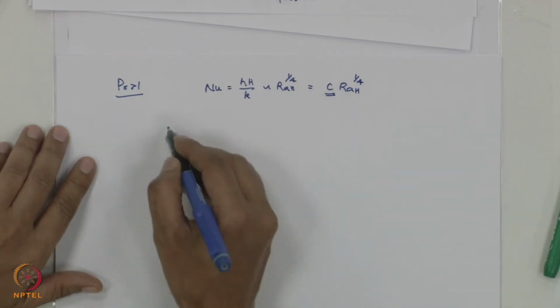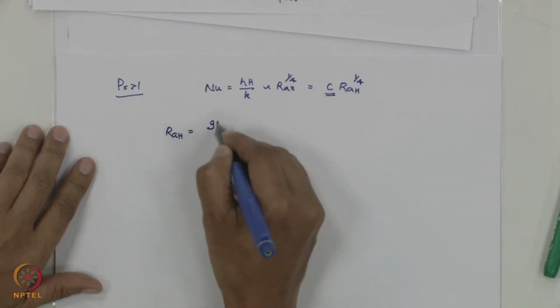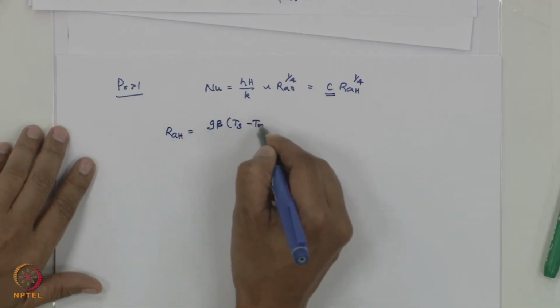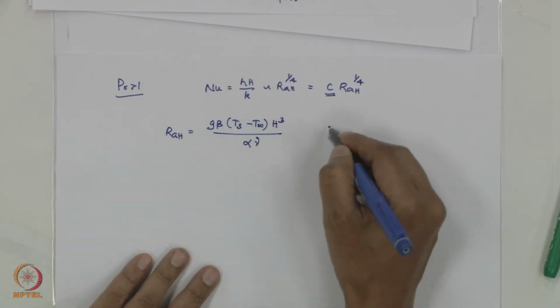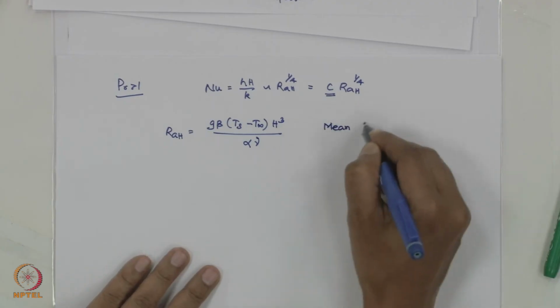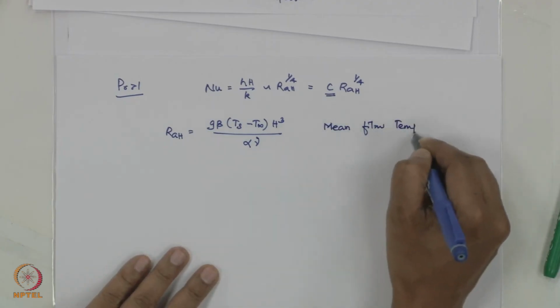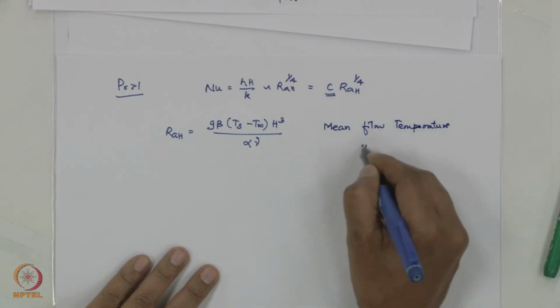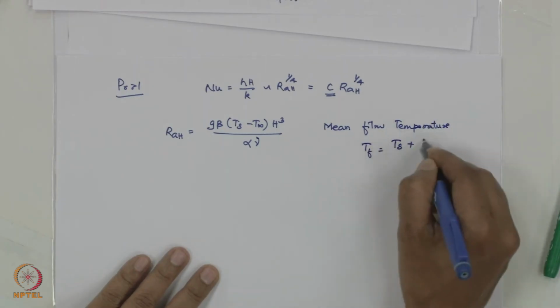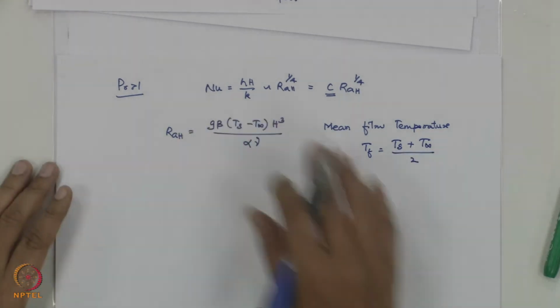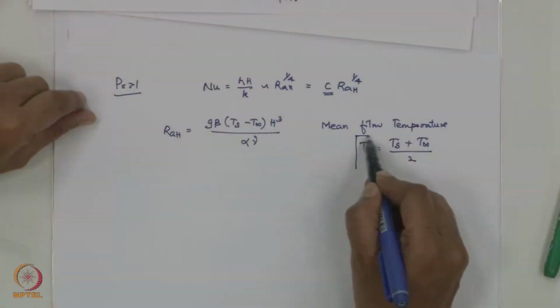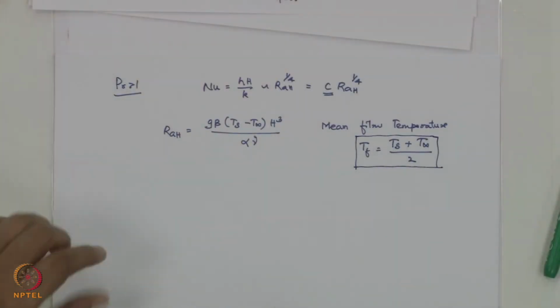Remember these properties for the Rayleigh number, that is Rayleigh number equal to g beta (Ts minus T infinity) H cube upon alpha nu. These properties are calculated at the mean film temperature, that is Tf equal to (Ts plus T infinity) by 2. This is very important because all the fluid properties are very sensitive to temperature. So if you take either Ts or T infinity, we will be making a mistake. It works well with the experimental comparisons only when you take the mean film temperature.